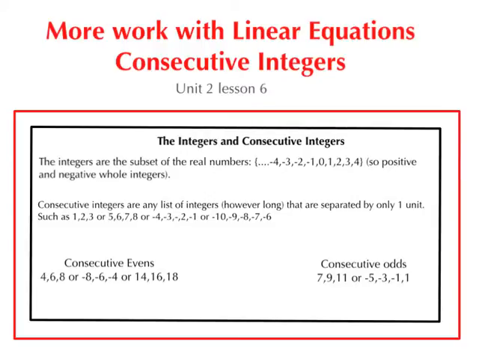Let's talk about consecutive evens. It's 4, 6, 8, or -8, -6, -4. They have to be in a row, and they have to be evens. Consecutive odds: 7, 9, 11, or -5, -3, -1, and 1. Those are all your consecutive odds.